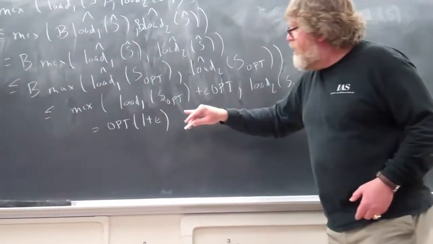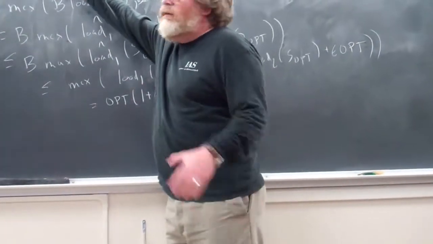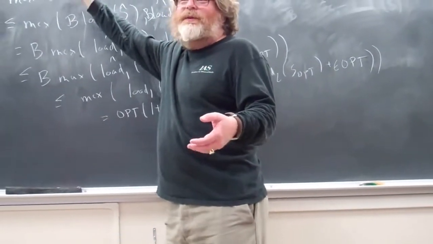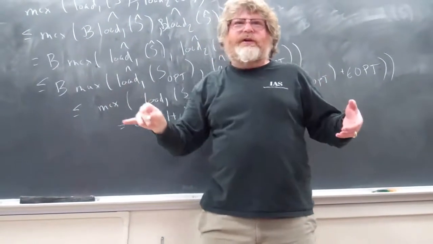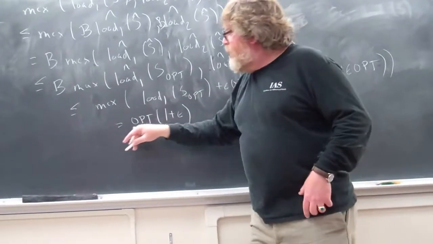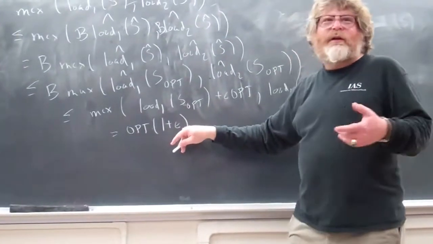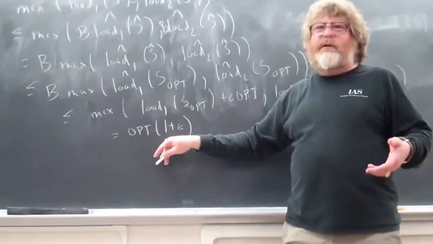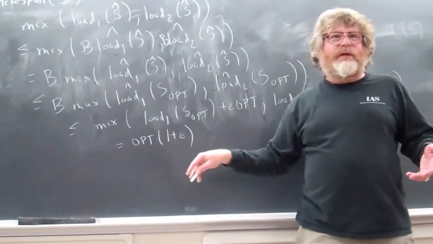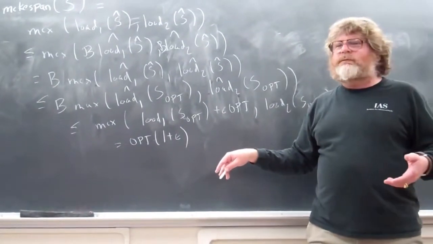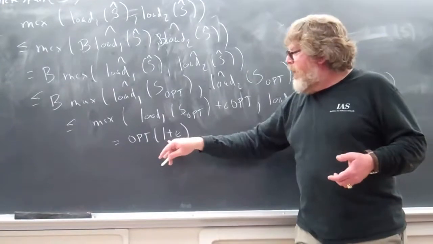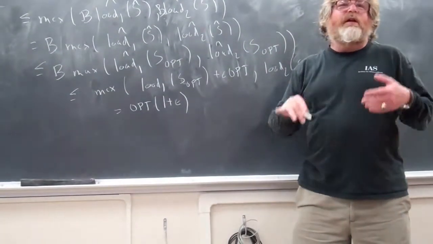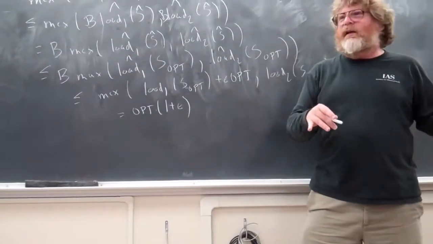So what we found was our solution, even though it was solving a different problem, a rounded off version of the problem, was within 1 plus epsilon of the cost of the optimal solution. And so we're finding a solution that's almost as good as the optimal solution.